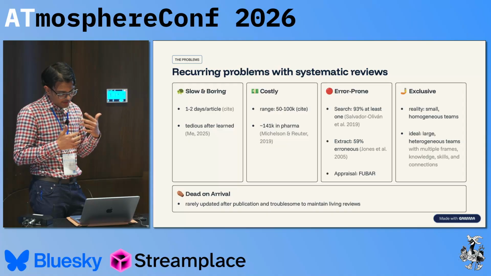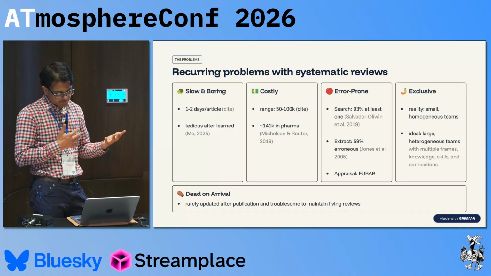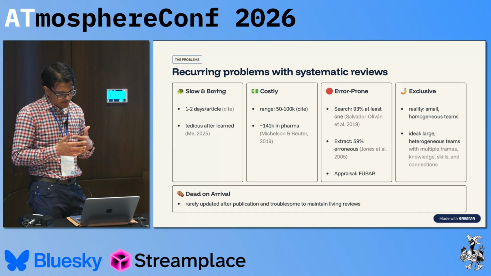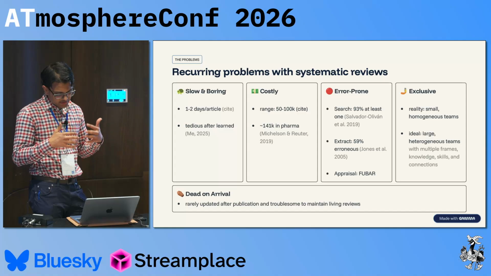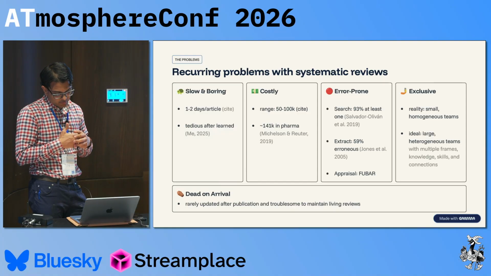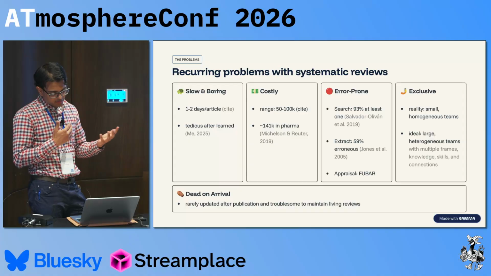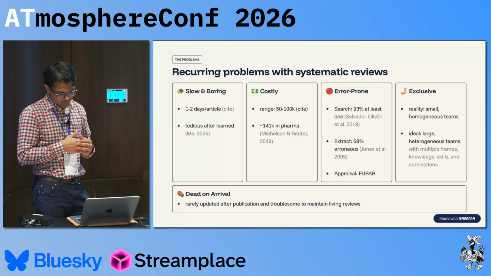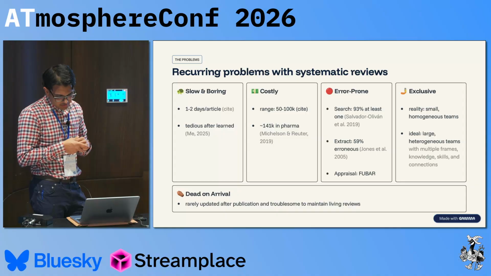And sadly, this is also an error-prone sort of thing. 93% of systematic reviews have at least one error in the search process. About 59% of the sampled ones have at least one error in the extraction process, extracting key details of methods and analyses. And then when it comes to appraisal or evaluating the study quality, well, there are very many problems, and I would call that FUBAR, or I guess you know that acronym.